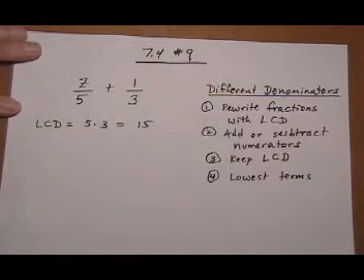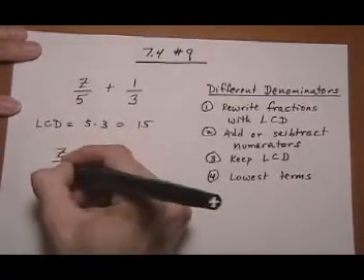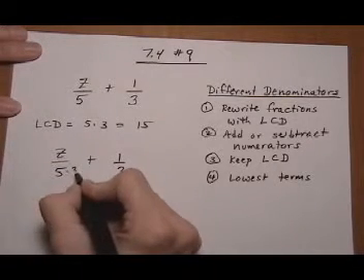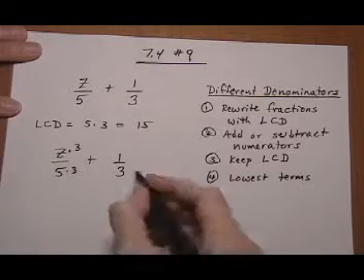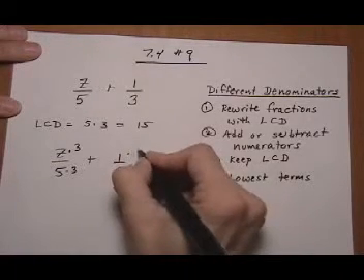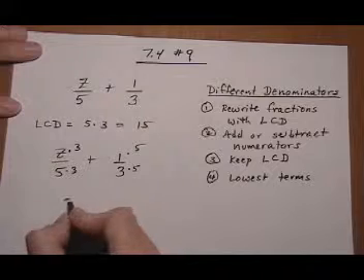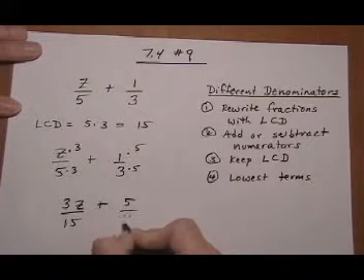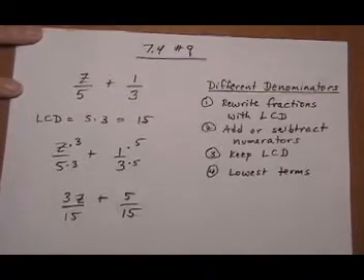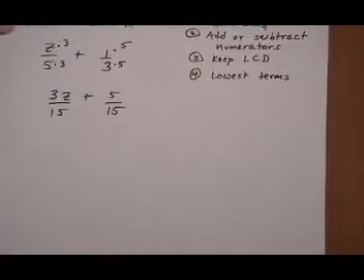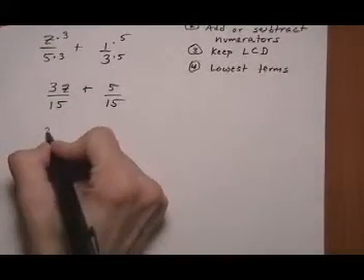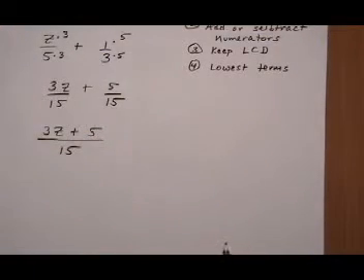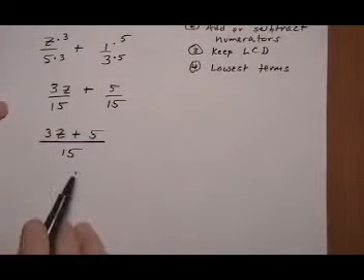So now we want to rewrite, and that gives us, to turn the 5 into a 15 I'd have to multiply by 3, do the same to the top, times 5 over here gives us 15, do the same to the top. So we have 3z over 15 plus 5 over 15. And now we can go right across and add the numerators, 3z plus 5 all over 15. And then we would try to do lowest terms.